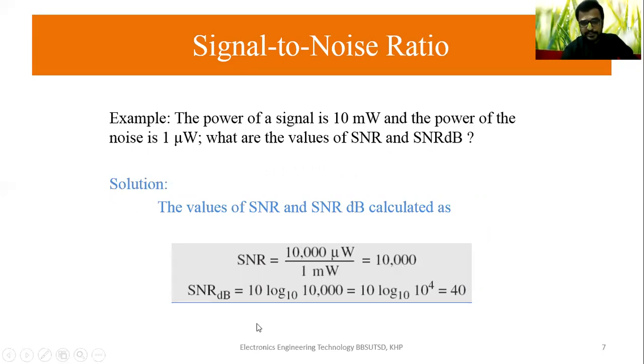SNR dB is equal to 10 log 10 of the power ratio, so we put in the SNR of 10,000. 10 log 10,000 is equal to 10 log of 10 to the power 4, and that is equal to 40. So the value of SNR is 10,000 and the value of SNR dB is 40. In this way, we can calculate the signal to noise ratio.